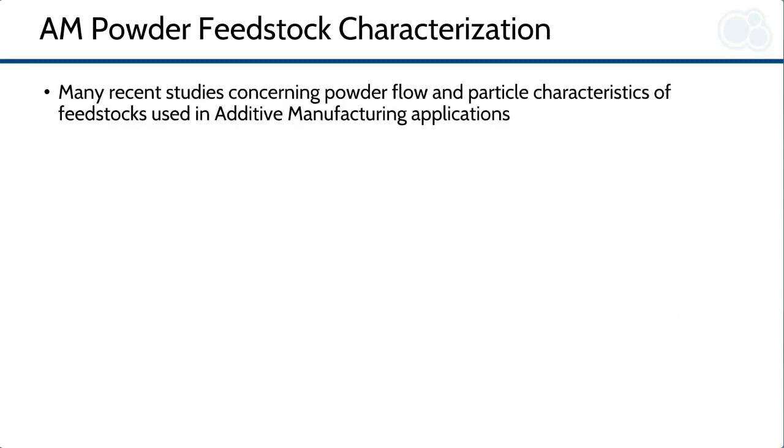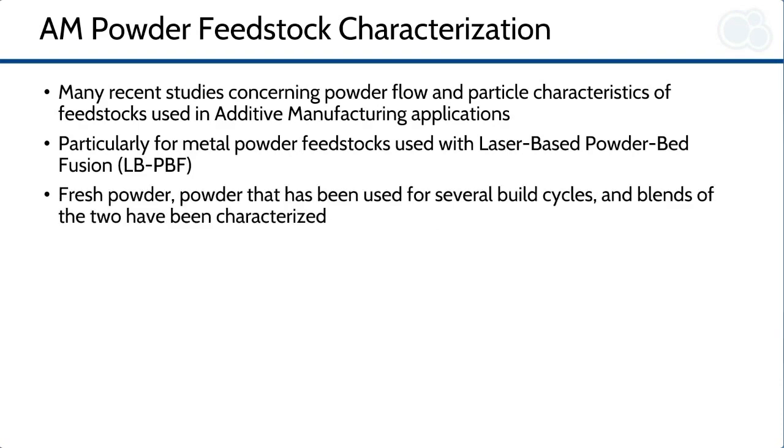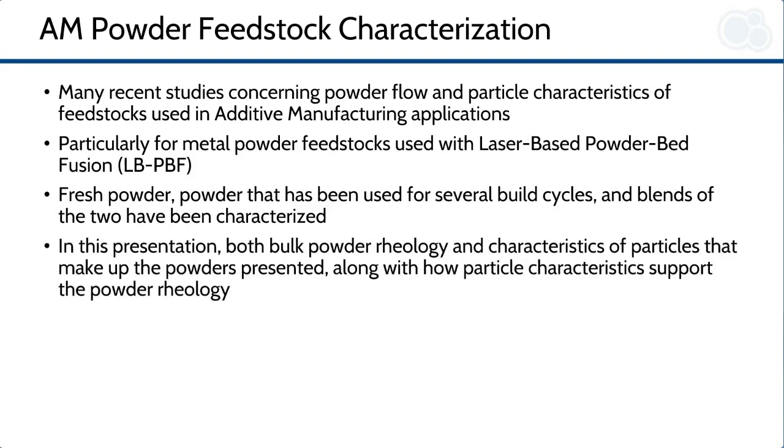There have been many recent studies conducted to determine the powder flow and particle characteristics of AM feedstocks. Several of these have involved metal powders. Each involved characterization of fresh or virgin powders, along with powders that have been in the printer several cycles, what we refer to as used powder, and then blends of used and virgin powder, typically a 50-50 blend based upon mass. Today, we are presenting both bulk powder rheology and particle characterization analysis results.